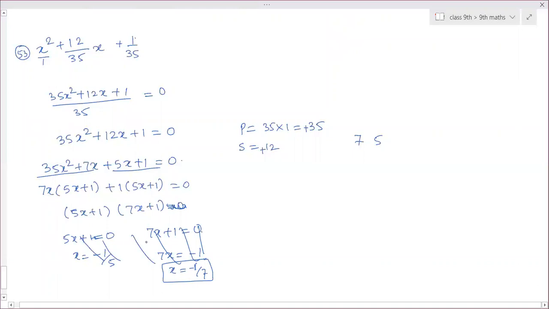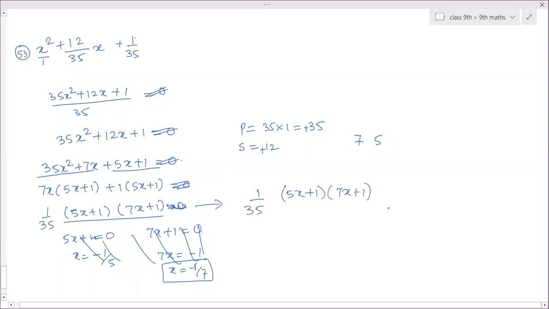I keep forgetting, only this much part is there. And don't take this 0. Don't consider this 0. I was explaining the 10th part. So it will be 1 by 35 outside. So the answer will be 1 by 35 outside, and then factorize the numerator, that is 5x plus 1 and 7x plus 1.